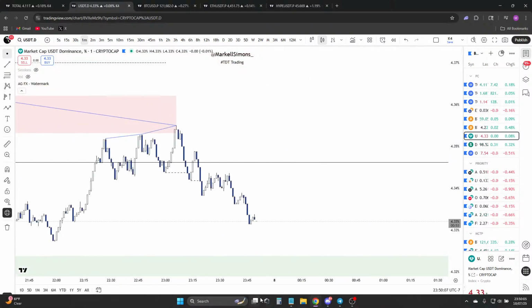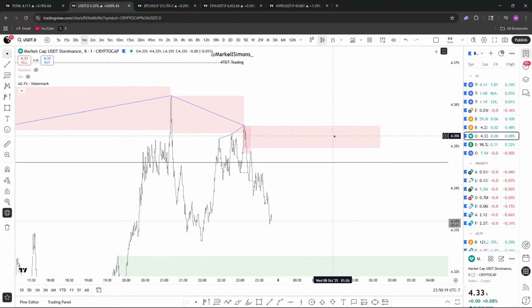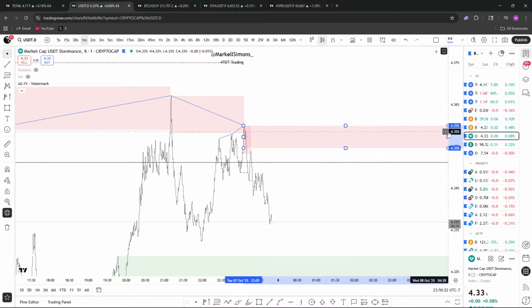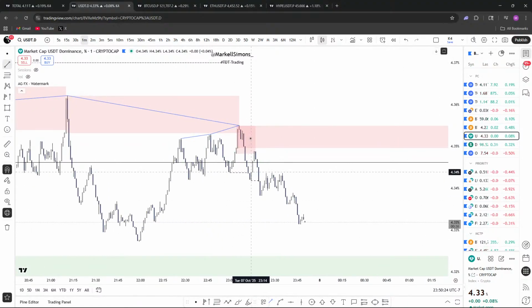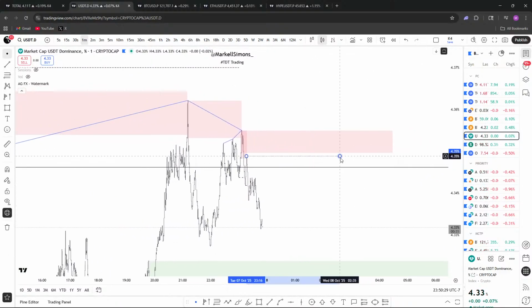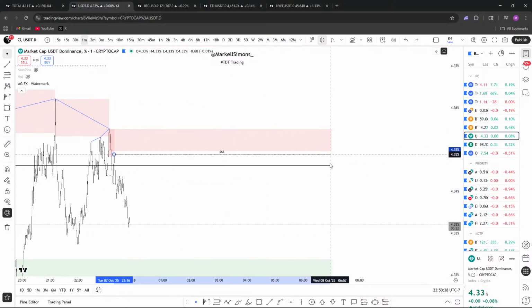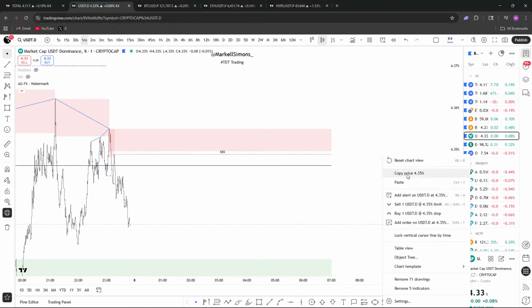Do we leave any supply? So we mitigated this supply. We have this supply right here, and we could use this as liquidity. Settle it right here.